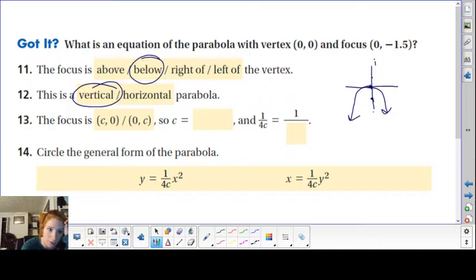The focus is at 0, c, so c is negative 1.5. And when I take 4 times 1.5, I get 6. And it's negative, so my answer here is negative 6. Since I'm up and down, I'm going to be y equals.